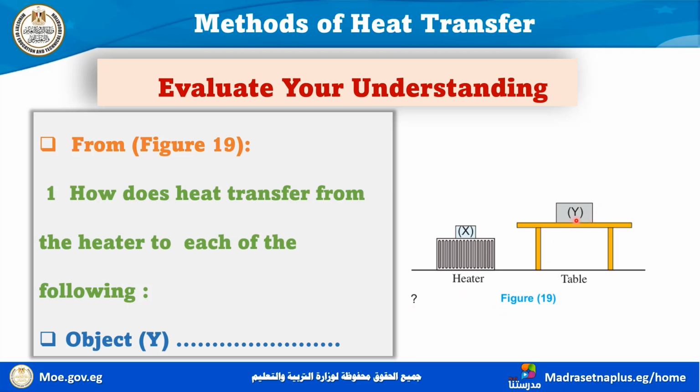Object Y is away from the heater and located on the top of the table. So it needs to be heated up. For heating up object Y, we need the air currents to exist, and this is called heat transfer by convection currents, in which, of course, the hot air rises up and is replaced by cold air that falls down.